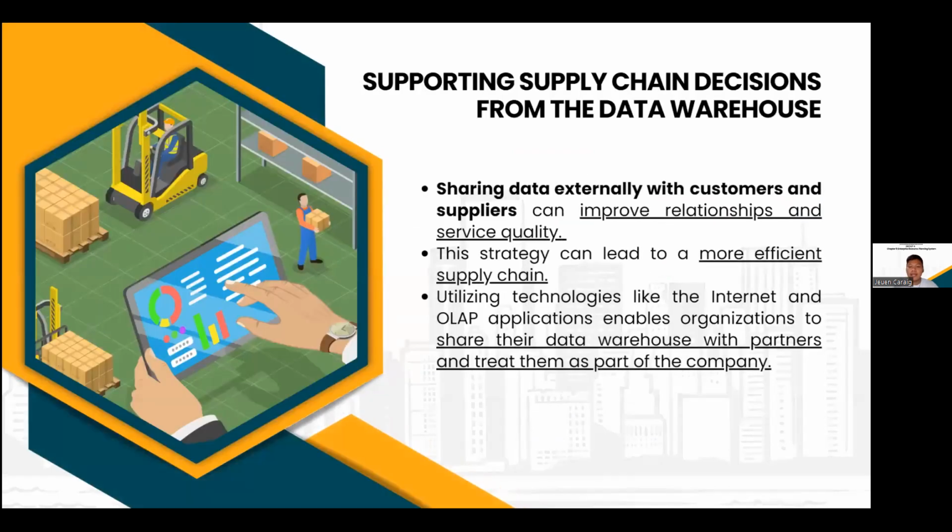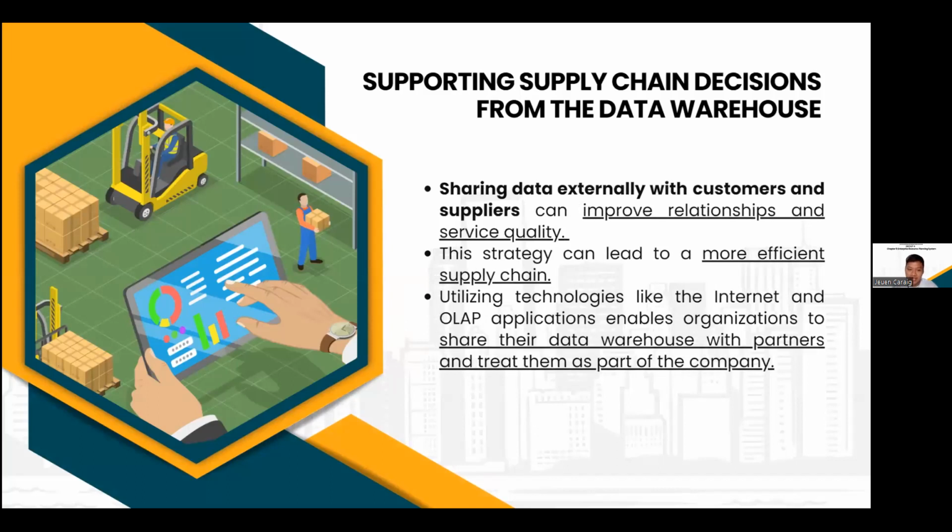So next topic naman ay supporting supply chain decisions from the data warehouse. So yung mga data warehouse ay nasusuportahan din ng mga decisions natin regarding sa supply chain by sharing data externally with customers and suppliers to improve relationships and service quality. Utilizing technologies like the internet and the online analytical processing or OLAP applications enables organizations to share their data warehouse with partners and treat them as part of the company. So ang pag-share externally sa mga suppliers and customers ng data warehouse can lead to a more efficient supply chain.